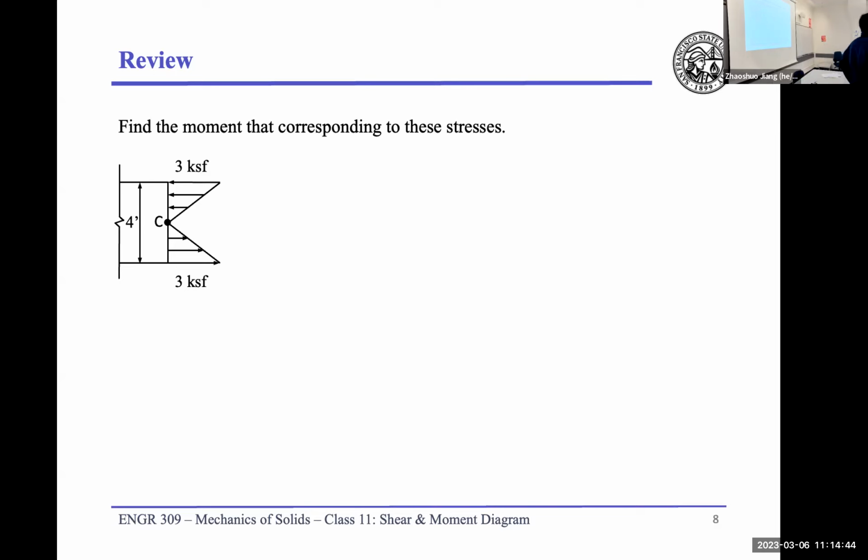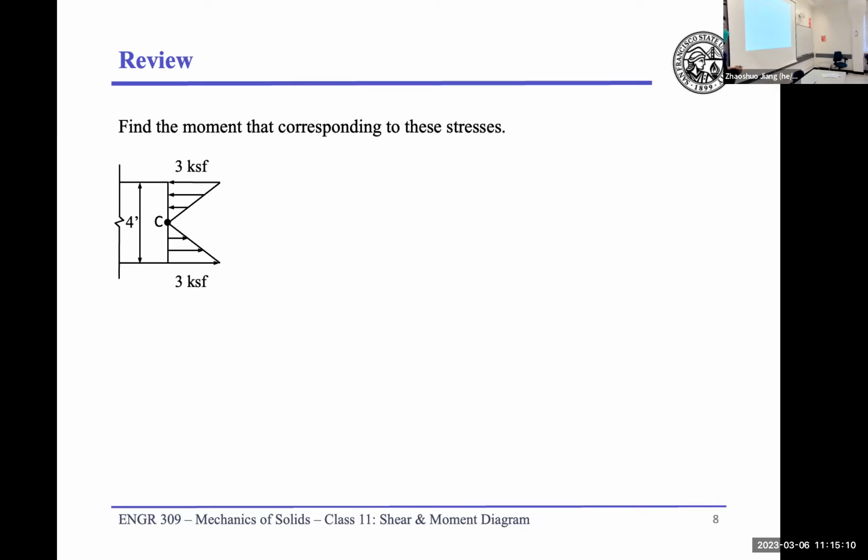What? What's that? Say again. On the right side of the sections. Okay, that's good thinking.